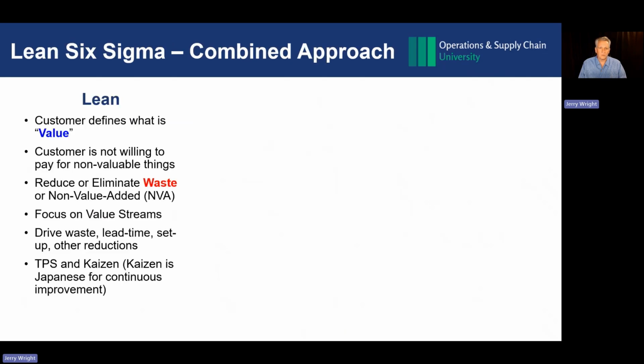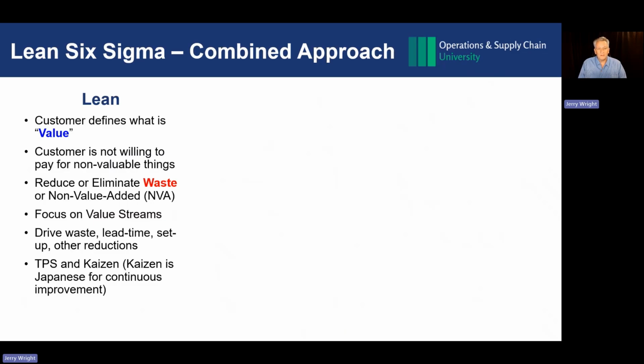So first, let's start with Lean. So here's the combined approach. We start with Lean. Lean is simpler, easier to understand, easier to use. We need to understand first what the customer defines as value and what's valuable. So we need to know what's valuable. Remember, the customer is not willing to pay for non-valuable things. So let's focus on reducing or eliminating waste or non-value added and make our process more efficient.